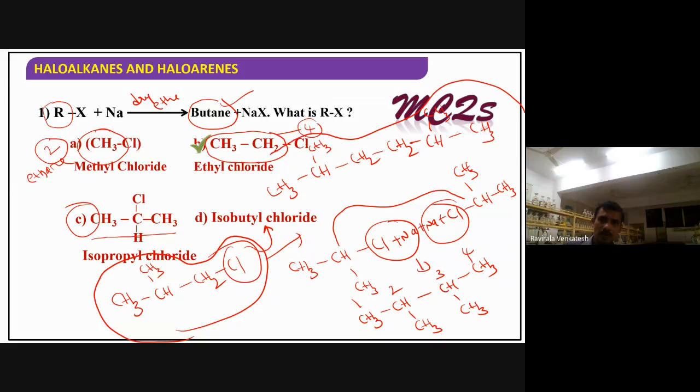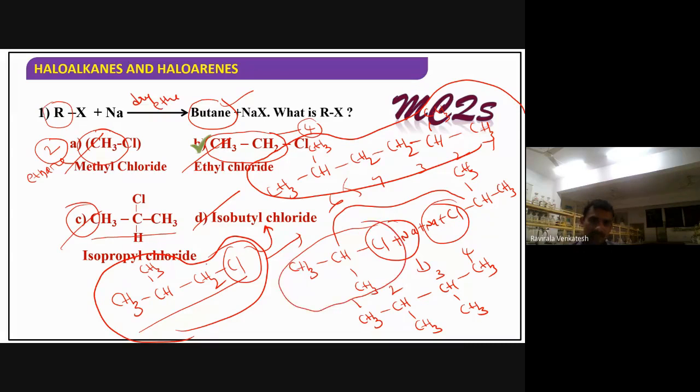1, 2, 3, 4, 5, 6. 2,5 dimethyl hexane we are going to get here. So all of you write down the products for these 4 options here. I have written here isobutyl chloride, isopropyl chloride, and this one is butyl chloride. All of you write down these in your notebook and submit today only.